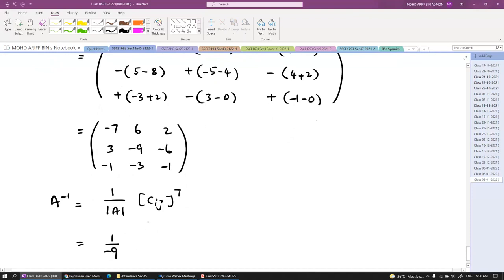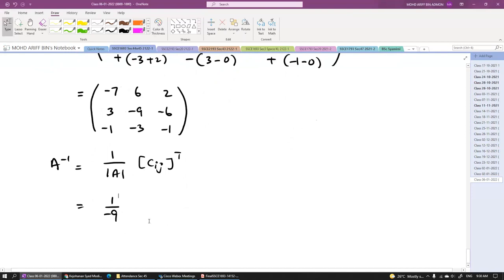Can you tell me one by one your cofactor matrix transpose here? What is it? Row first. Negative 7, 3, negative 1. And then proceed. 6, negative 9, 3. And then the last one. 2, negative 6, negative 1. So you get it like this.